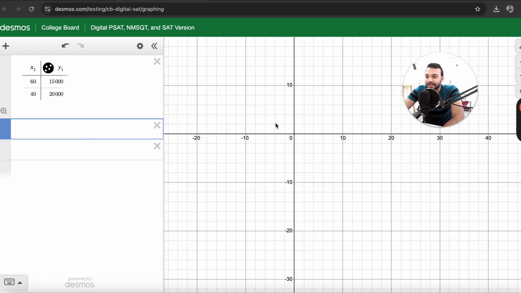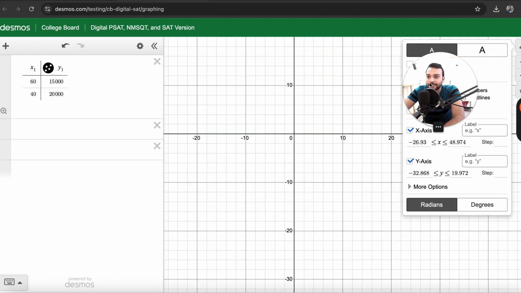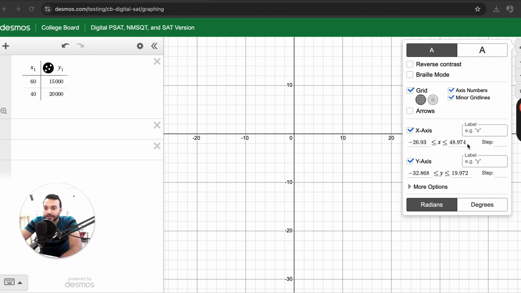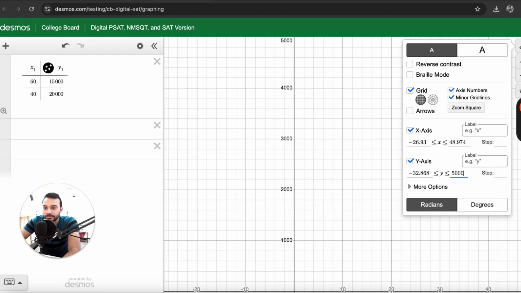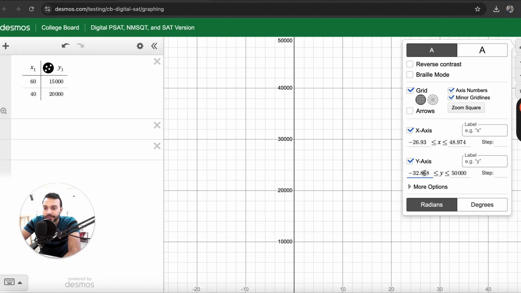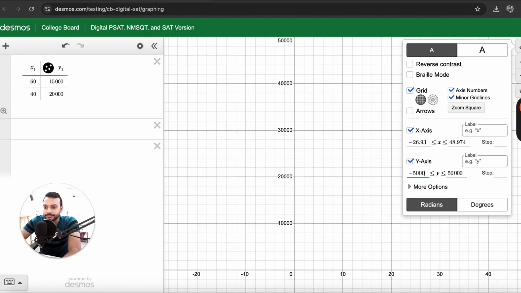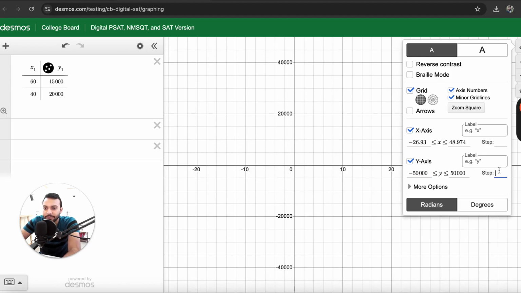Now we have put in 2 points. As you can see in this one, I'll just change the axes to more favorable values. On the y-axis we need bigger steps. So I'll set the y-axis maximum to 50,000 and the minimum to negative 50,000, and the step is going to be 5,000.